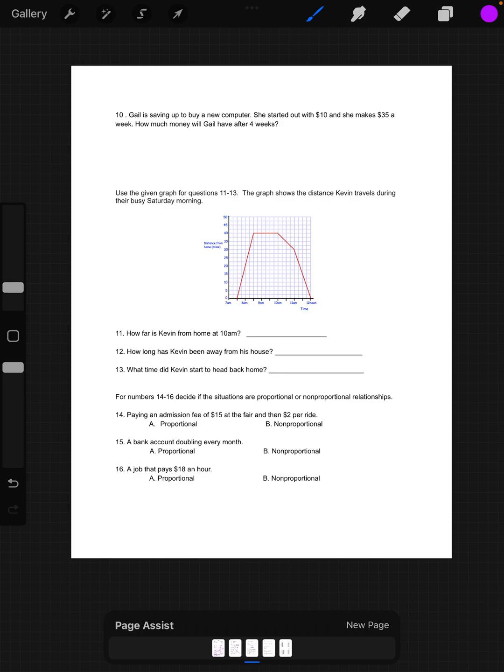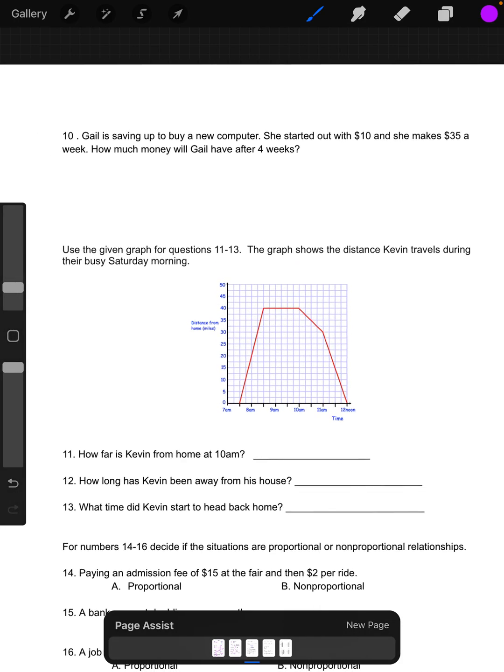All right, moving on. Okay, Gail is saving up to buy a new computer. She started out with $10 and makes $35 a week. How much money will Gail have after 4 weeks? So first, before I can solve for 4 weeks, I need to write my equation. So Gail is saving money. All right, fine. She starts with $10, so I know she's starting with a positive 10 somewhere. She makes $35 a week, so that 35, and I don't know how many weeks we're working yet, so I'm going to put an X because that's an unknown term. So this is my equation that I am using to see how much money she'll have after 4 weeks.